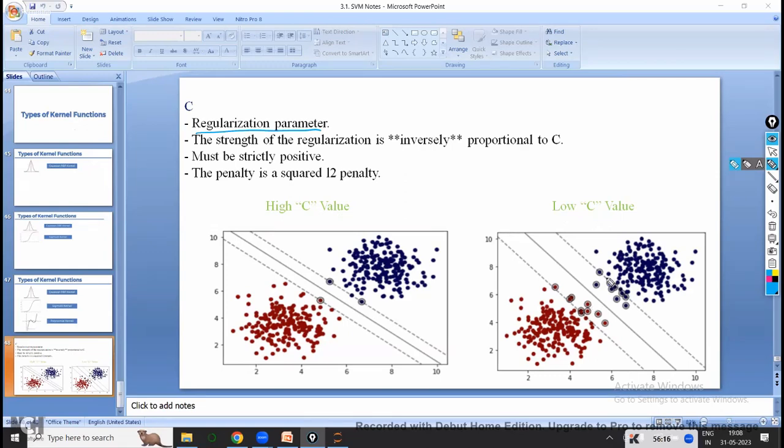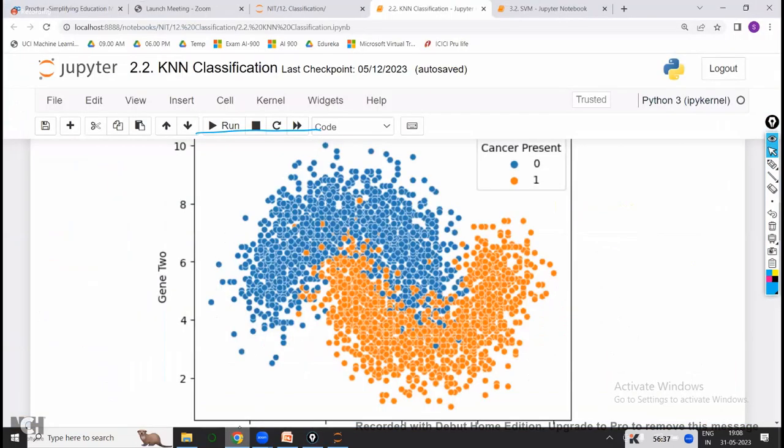If you give a very low value of C, it will take more support vectors in order to separate the data points. If you give a higher C, it will take fewer support vectors and it will separate the data points. Is that clear, guys? Let us see the same thing in the coding part one by one, and you will understand automatically.